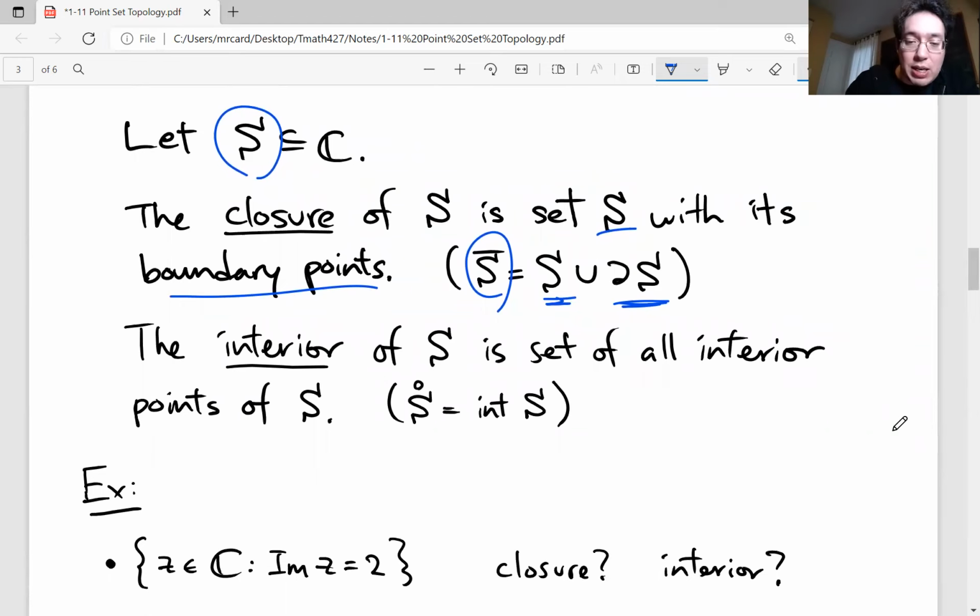An interior is sometimes denoted with a small circle on top of that set, or sometimes int in front of the name of the set S. That means the interior of the set S, which is all the interior points of that set. So we're looking at a possibly smaller set of points than the set S, but these points have a disk around them, so the interior of a set is going to be an open set.